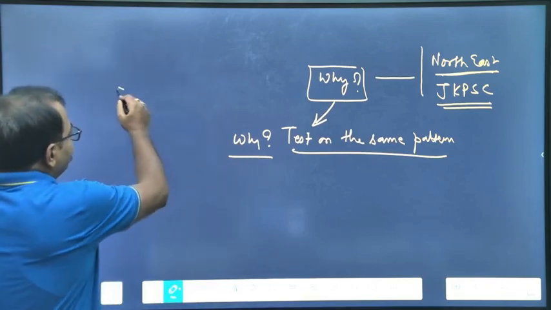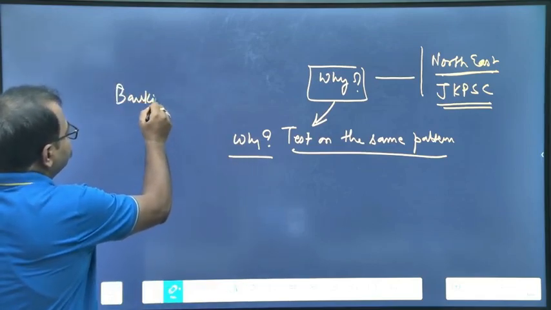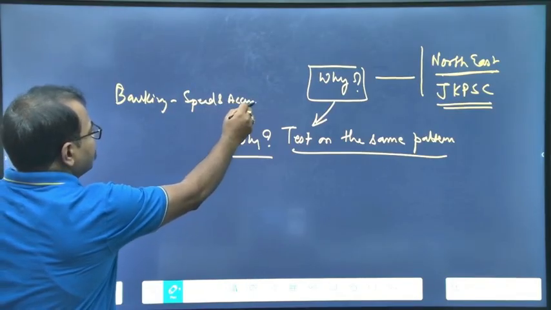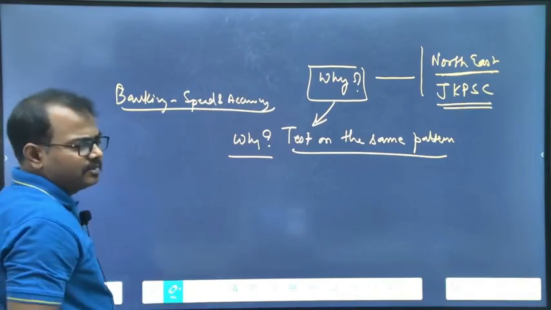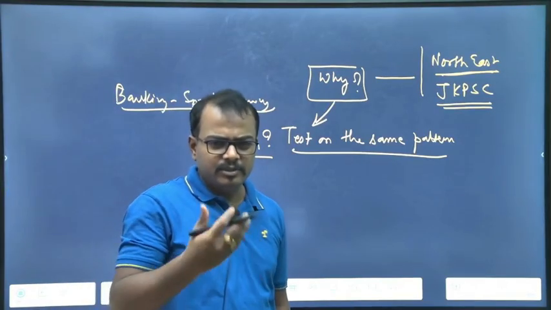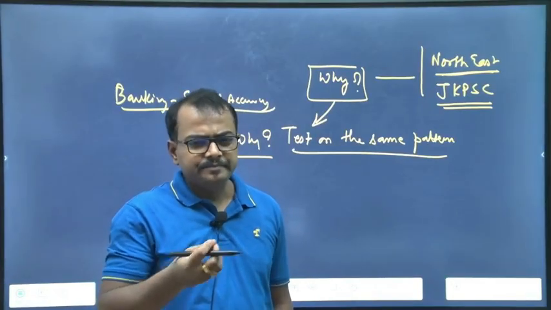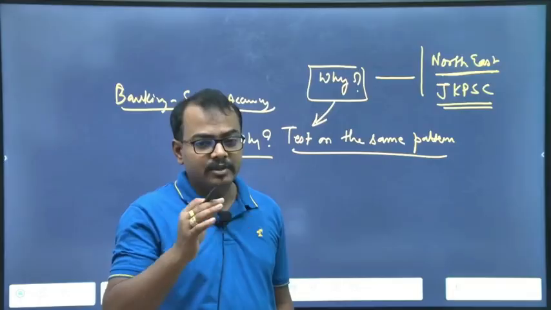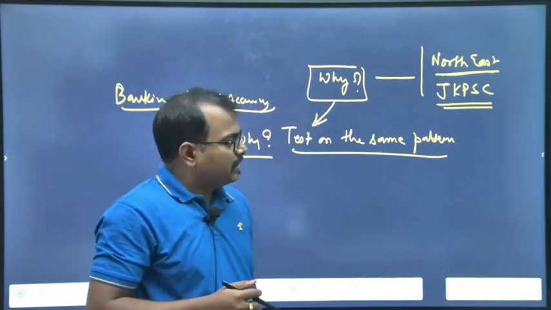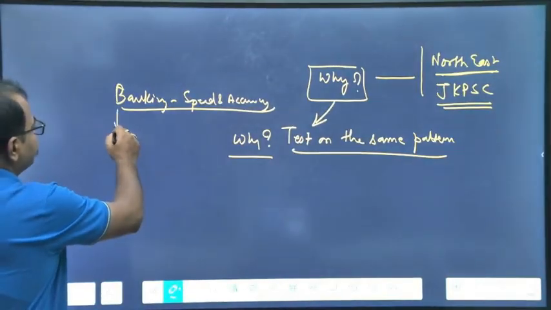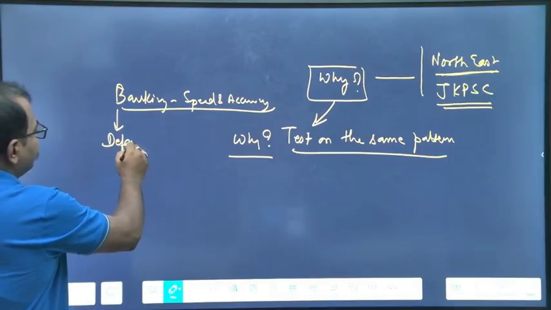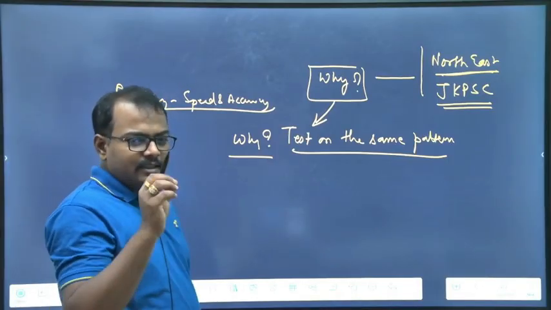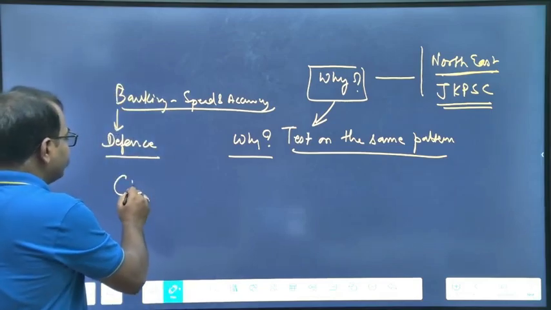For example, a banking exam will require speed and accuracy. So whenever you are going to prepare for a banking exam, you need to develop some kind of speed, some kind of accuracy. So while preparing, you need to develop these peculiar kinds of features. And whenever you are preparing for a defense exam, then again you will be having a certain kind of difference. And while preparing for the civil services exam, there is again a certain kind of difference.